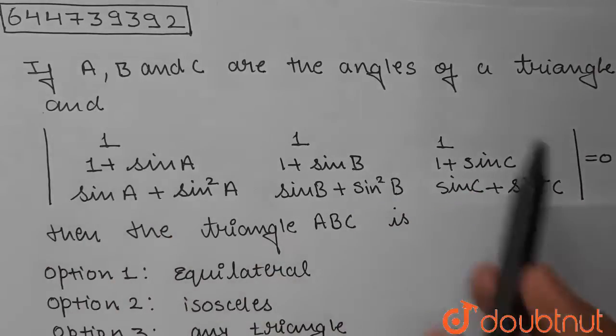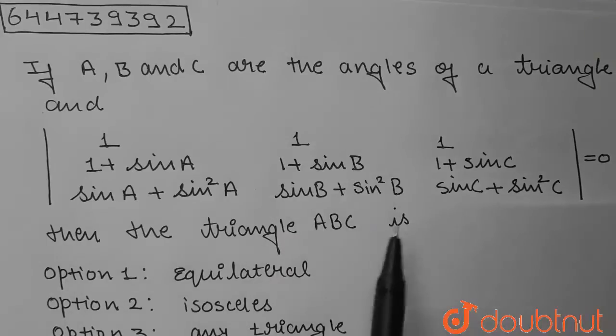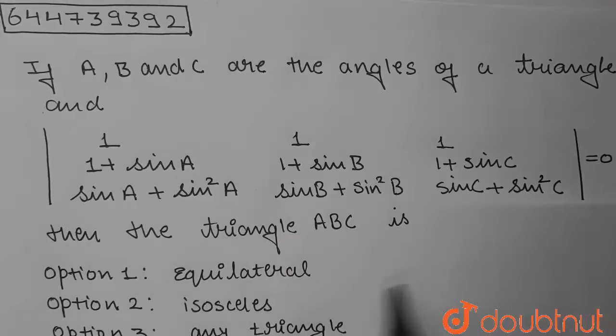Hello students, today's question is: if A, B and C are the angles of a triangle and this determinant is equal to 0, then the triangle ABC is. And we are having 4 options: equilateral, isosceles, any triangle or right angle. Okay, so let us begin with the solution.